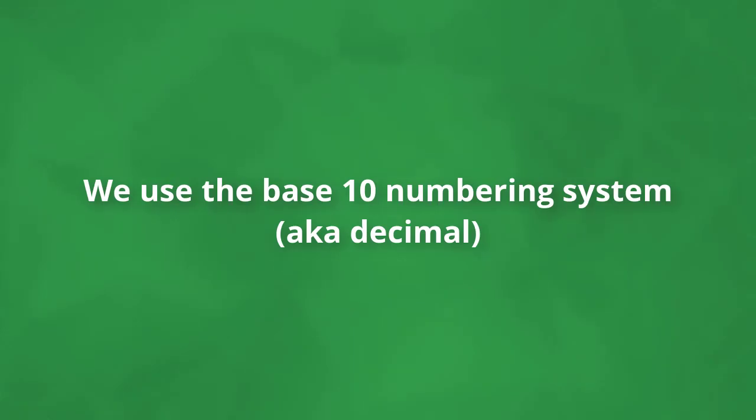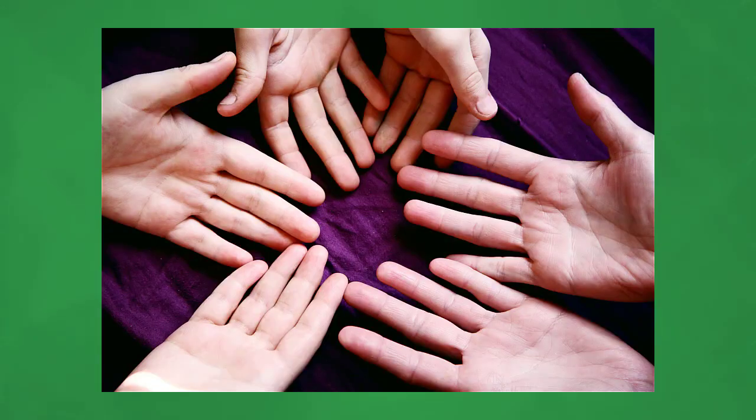In our everyday lives, we use a numbering system known as base 10, meaning there are 10 possible digits we can use to build our numbers. This is because we have 10 fingers, so counting in sets of 10 makes sense.